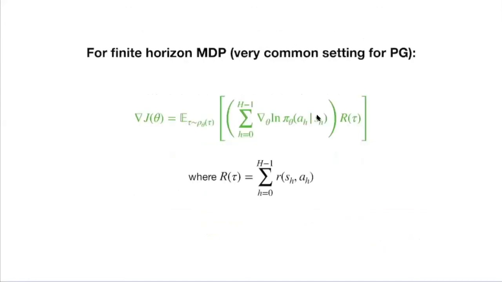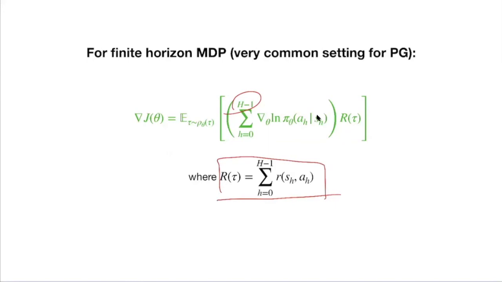Okay, and you can do the same exercise. This is literally the same process for the finite horizon Markov decision process, which is a very common setting in policy gradient formulation. All I'm doing is replacing the infinity by capital H minus 1, because we only have a total of capital H steps. The rest is the same, except now R tau is a straight sum of the rewards across these total H steps. The rest is basically the same.